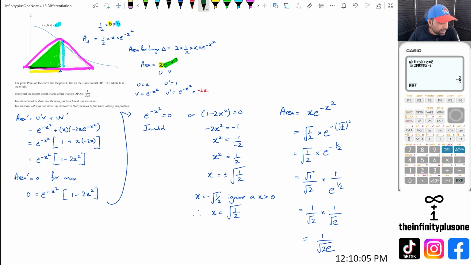Now, grades-wise, correct expression for dA/dx is going to get you an Achieved. So we're looking at somewhere here for Achieved. For Merit, finding x equals 1 over square root of 2 with the evidence of ignoring the negative 1 over square root of 2. So you do need to do that to get a Merit. E8 is getting the final answer. E7 is minor mistakes as you do this particular question. And folks, that's basically question 3 here.